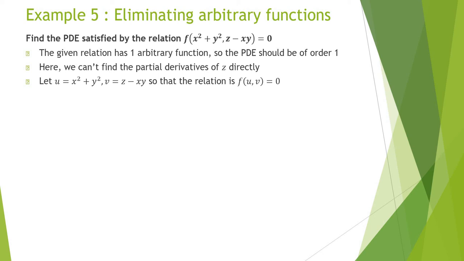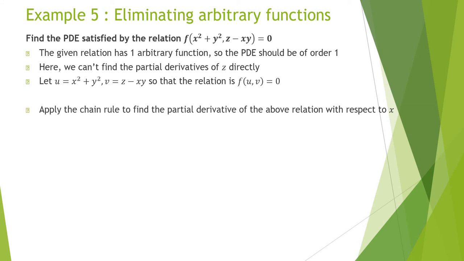So in such questions, notice that f is still a function of two variables. The first variable is x² + y². The second variable is z - xy. So let u equal x² + y², v equal z - xy, so that the relation can be written as f(u, v) equal to 0. Now differentiate the above relation with respect to x. Since f is a function of u and v, and u, v are themselves functions of z, x and y, we'll need to apply the chain rule.